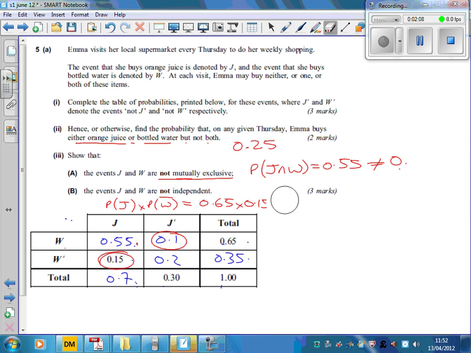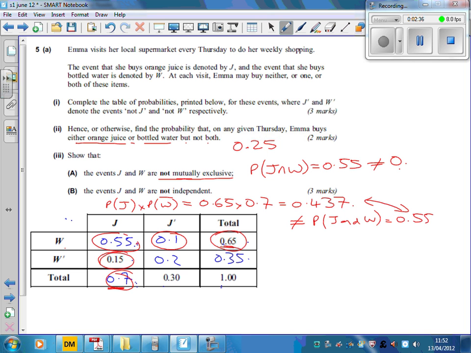That's why I marked it up, not 0.15, sorry. 0.65 times by 0.7 is 0.437. And this is not the same as the probability of the juice and water that we've got here, which was 0.55. Sorry about that. But those two are different. The fact is you can't multiply that and that together to get that.